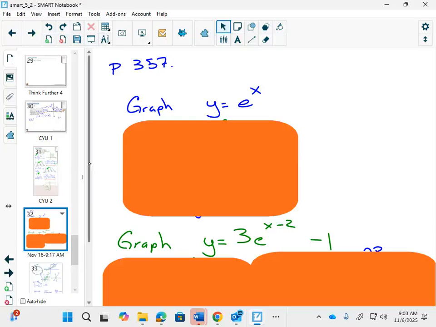How many of you have heard of the number e? Okay, let's first do the letter e. Show hands. Okay, good. Lots of people have heard of the letter e. But the number e?